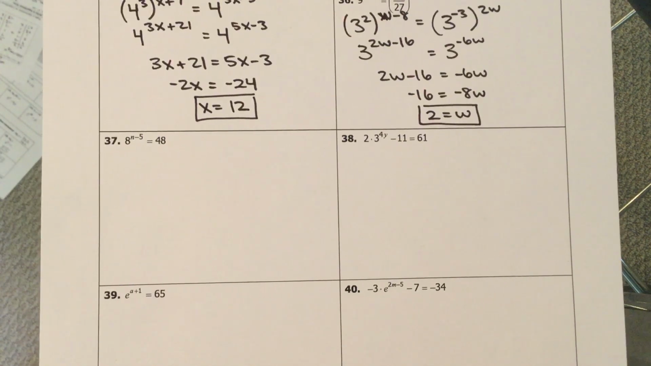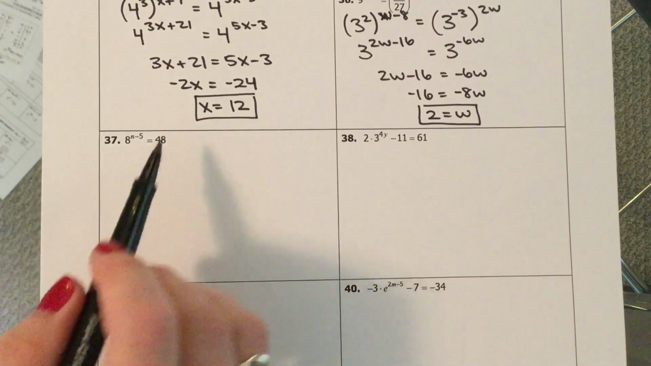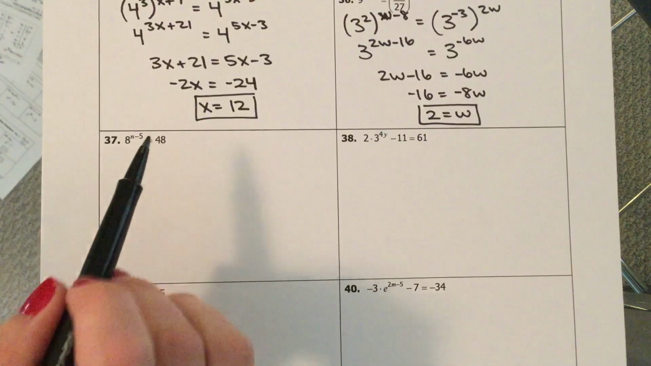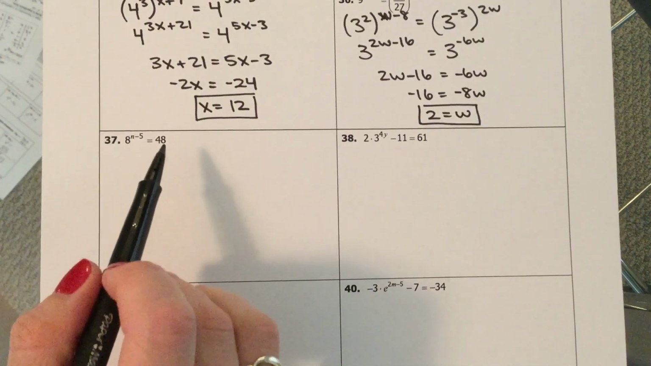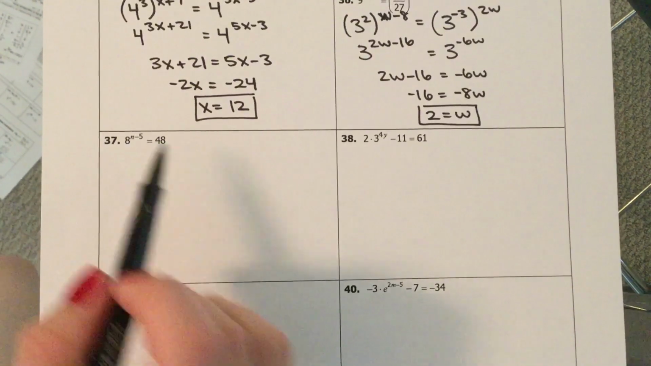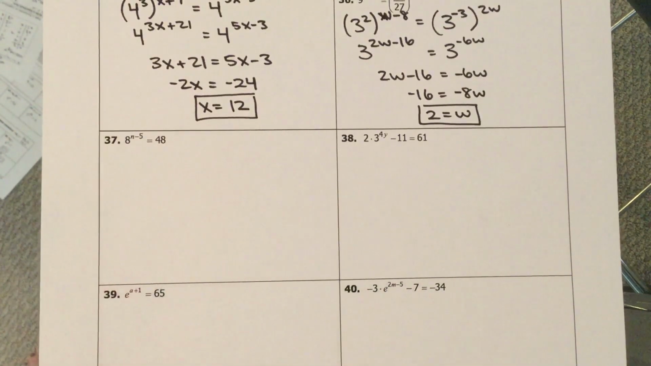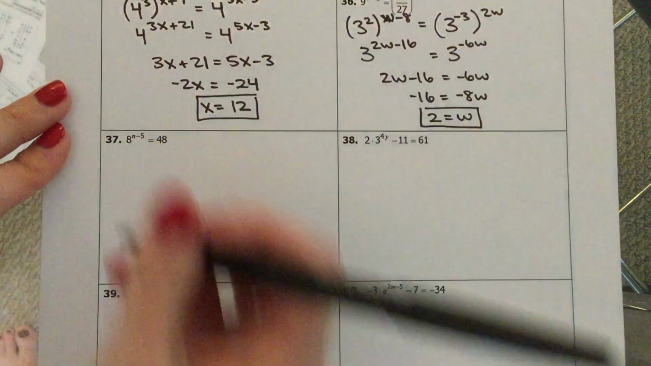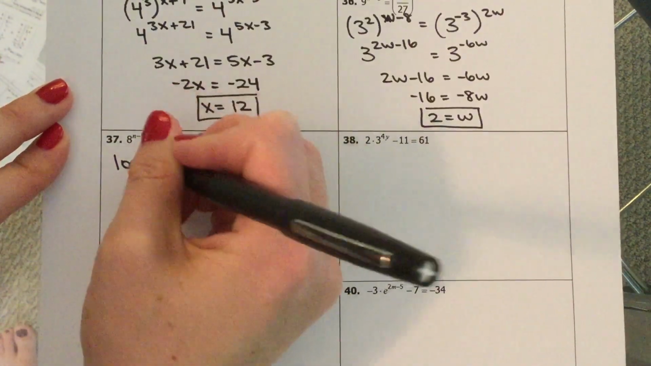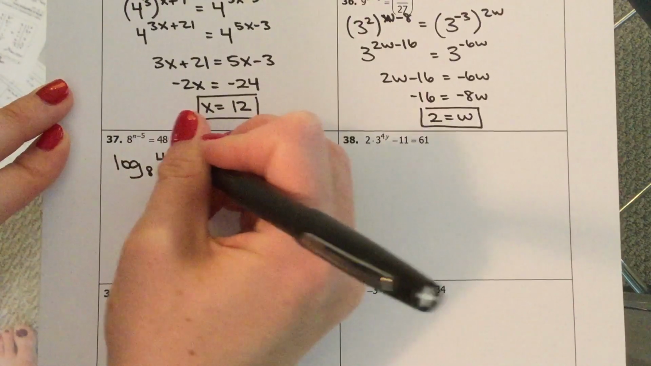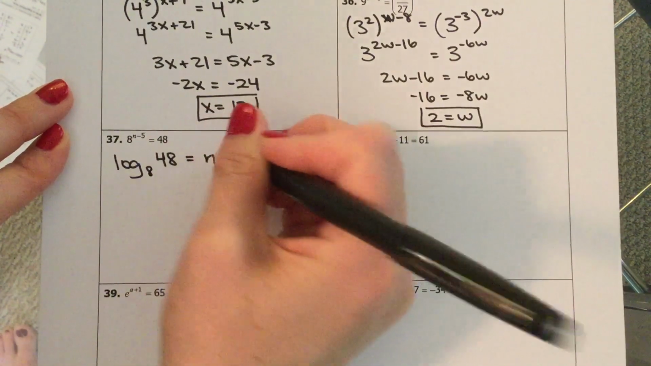All right, 37. This one, notice that 48 cannot be written as a power of 8. Don't confuse multiples with powers. 48 is a multiple of 8, but it's not a power of 8. So what we do in this situation is we turn it into logarithmic form to solve. So start with the word log. 8 becomes the base. 48 goes on the inside here, and then the n minus 5 ends up on its own side.